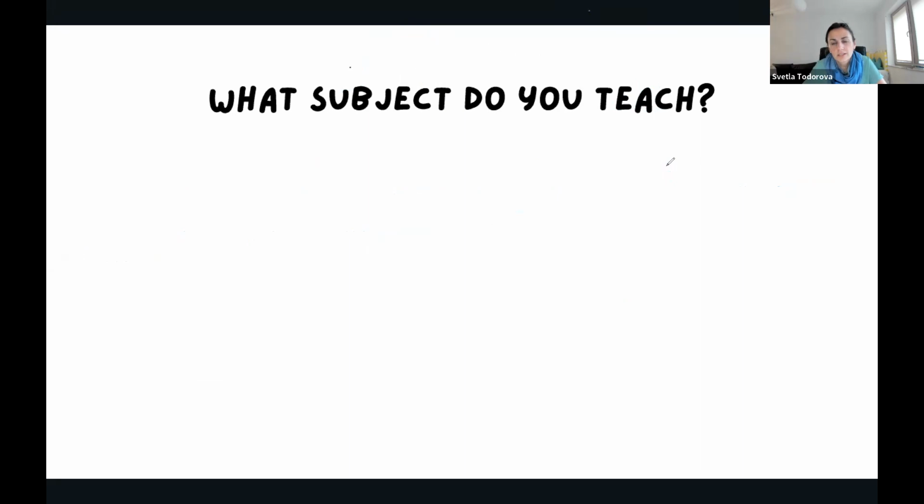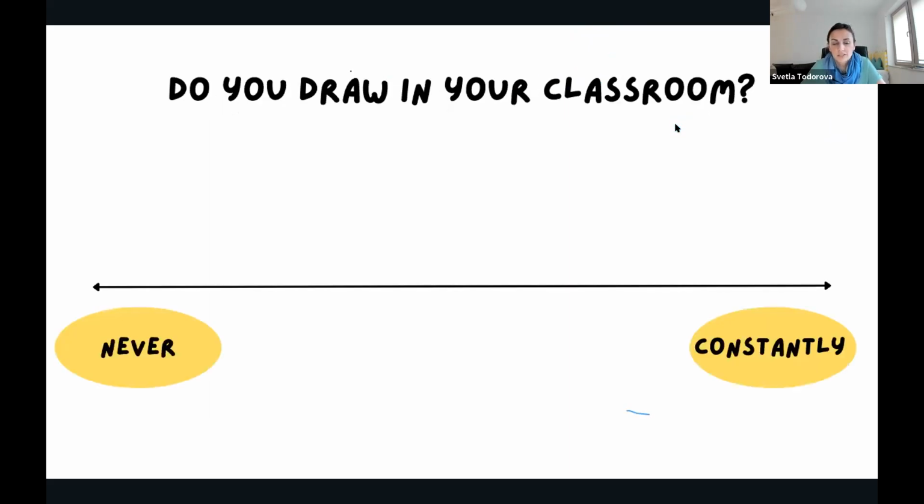Another question I would be very grateful if you can answer for me: do you draw in your classroom? So please use the annotate tool again and mark somewhere. You don't need to write your name. You can just mark with a stamp or something. Again, with view options, annotate, you can mark if you draw constantly, or never, or somewhere in between.